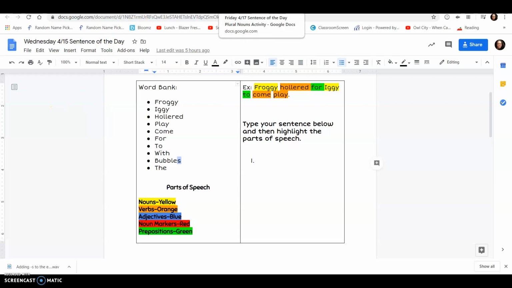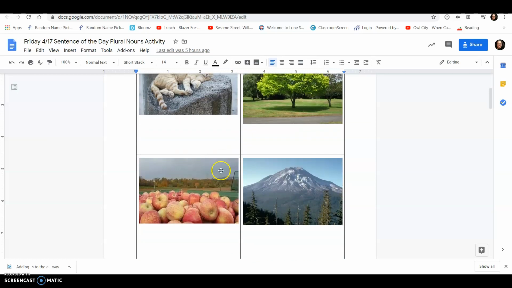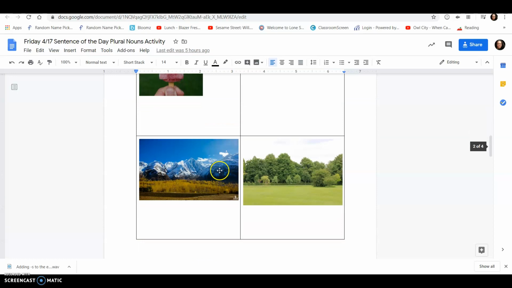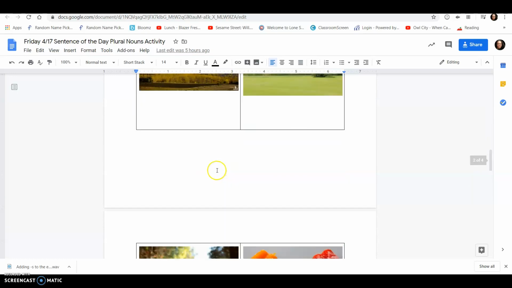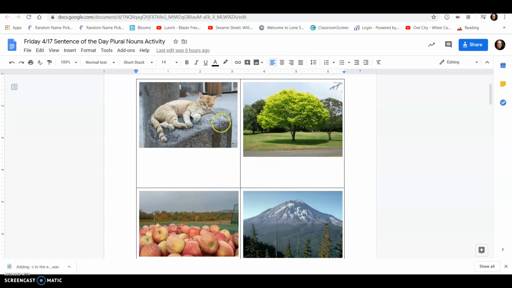So for today, your assignment is going to be, let's read the instructions. The instructions say, drag the word to the box that matches the picture. Make sure to check your ending. Then at the end of the page, use one word that ends with S in a sentence. So you have been provided with some pictures here in these boxes. Now, some of these pictures have one of something, which means that it's a singular noun, and other boxes have a picture that has more than one, which means that it is a plural noun.